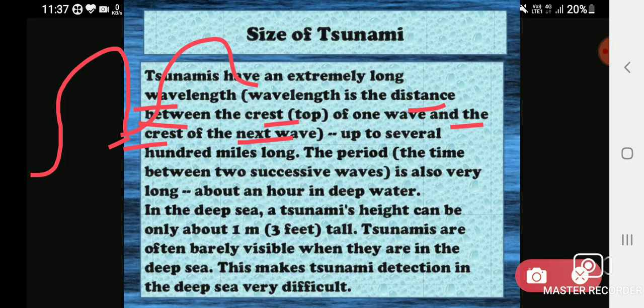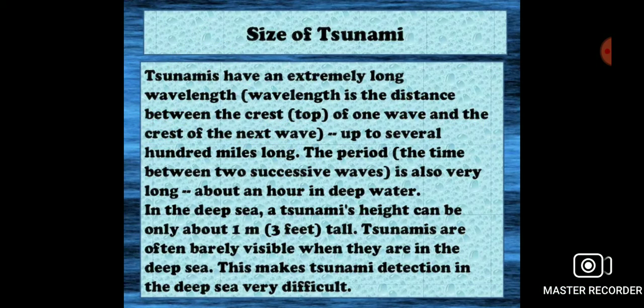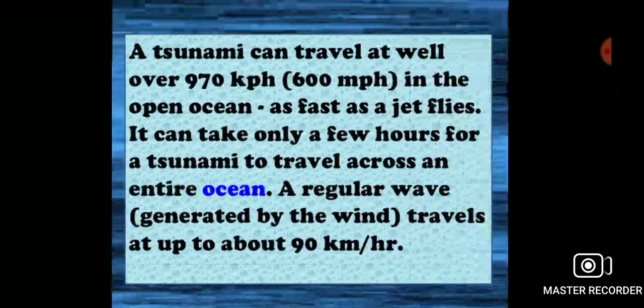Wavelengths can be up to several hundred miles long. The period, the time between two successive waves, is also very long, about an hour in deep water. In the deep sea, the tsunami's height can be only about 1 meter tall. Tsunamis are often barely visible when they are in the deep sea. This makes tsunami detection in the deep sea very difficult.